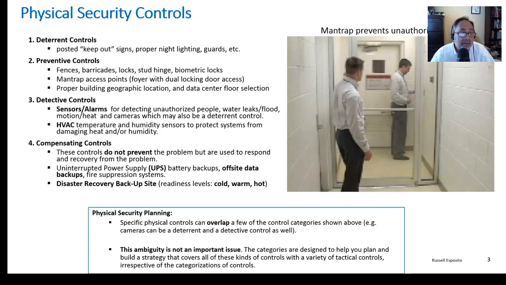So the bottom line is here: when planning physical security, think of these 4 categories. They do overlap. Don't worry about that, the ambiguity. Just make sure you go through these 4 controls.